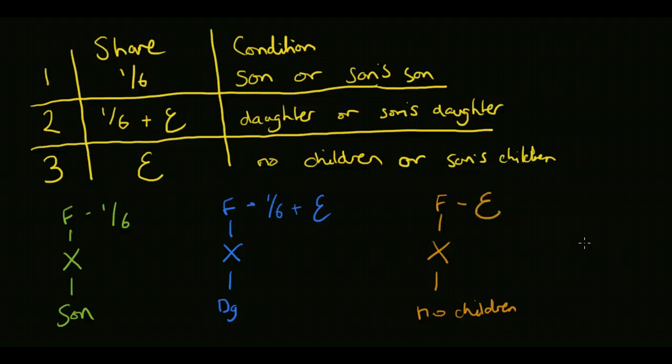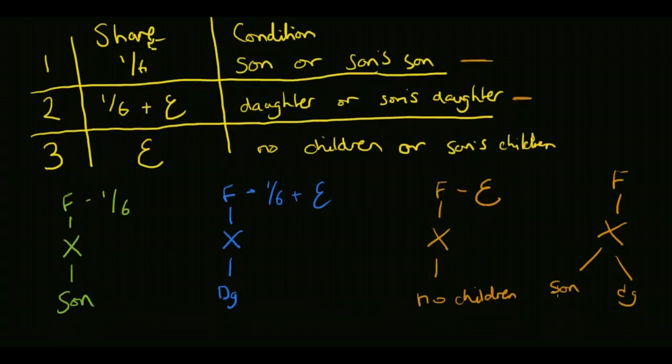The question arises, what happens if we have X, he has a father, he has a son and a daughter? Does he fall into category number 1, or does he fall into category 2? Well, we actually take the sixth share, so we take the state as per when it's just a son. So the father in this situation would just receive a sixth, and that's the state of the father.